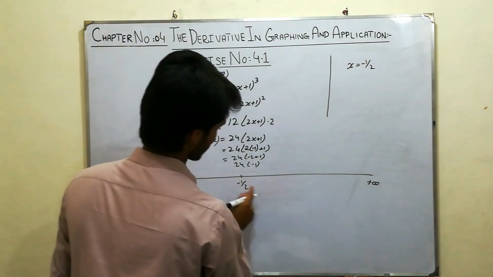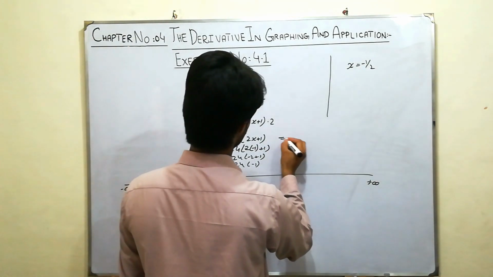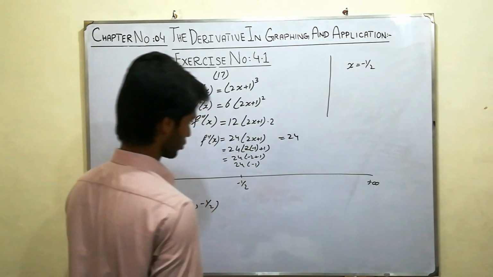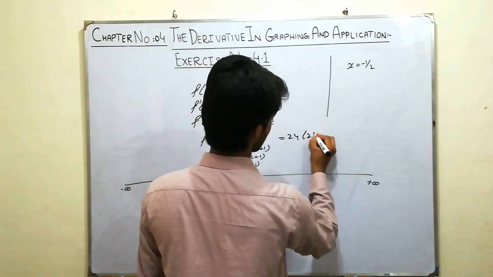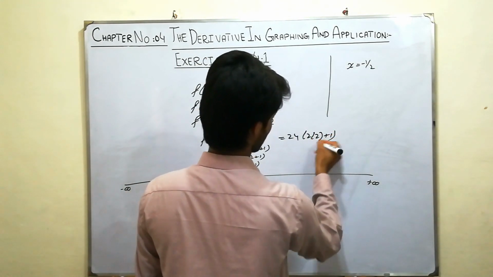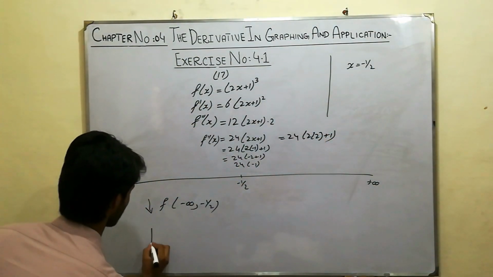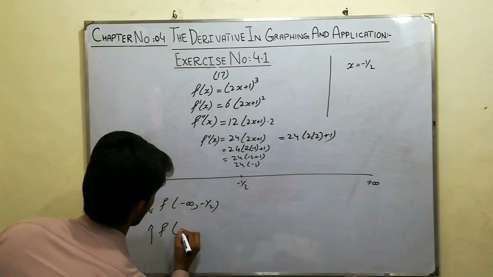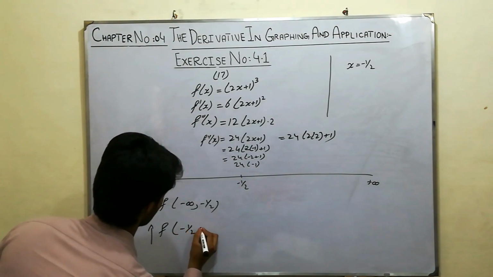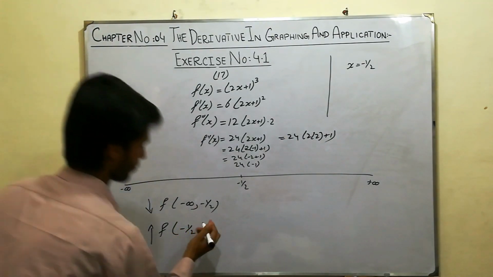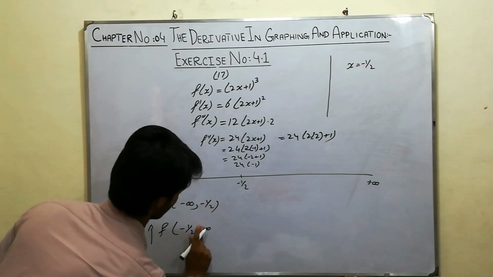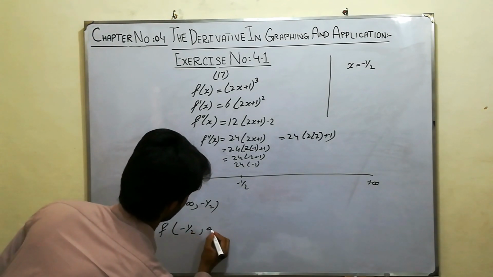And if we put a value greater than minus 1 by 2 in the function, let's suppose we put 2, you can see that we have positive values, which means the function is concave up from minus 1 by 2 to plus infinity.